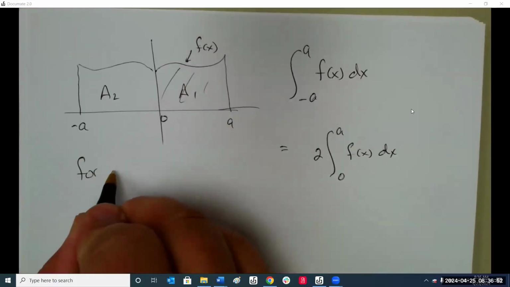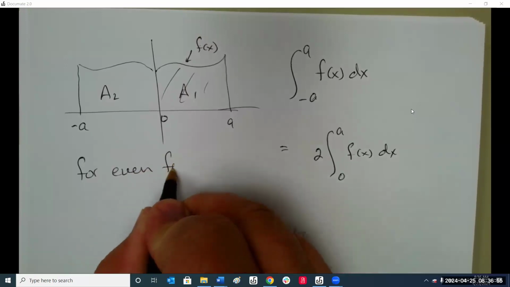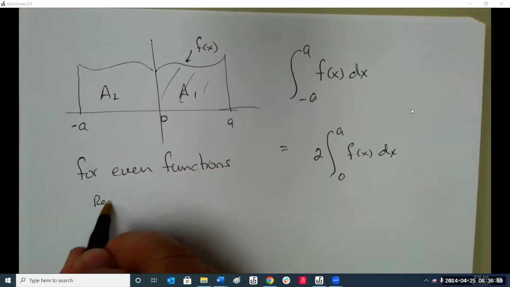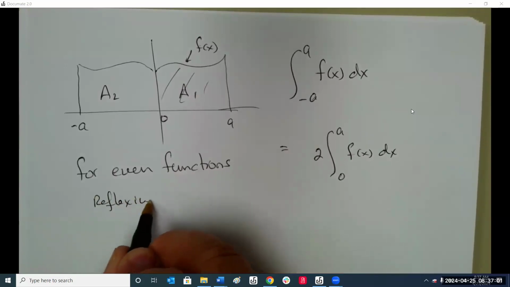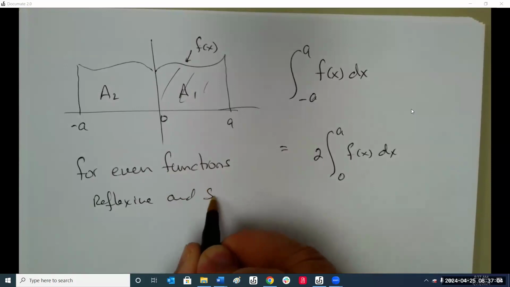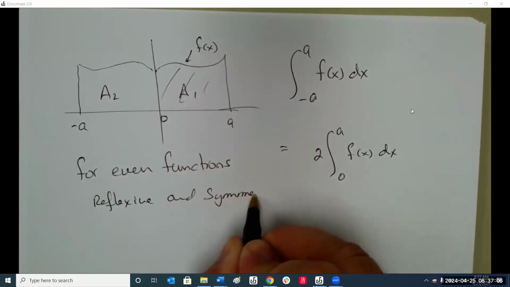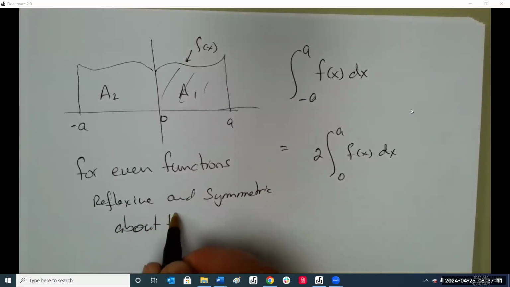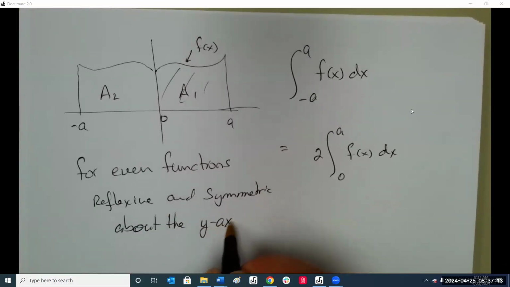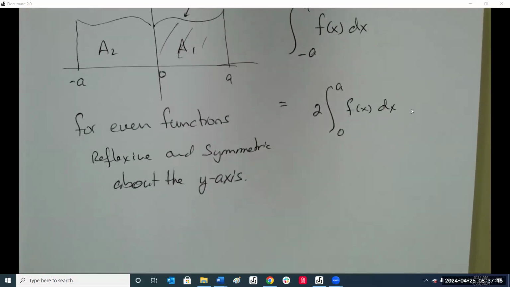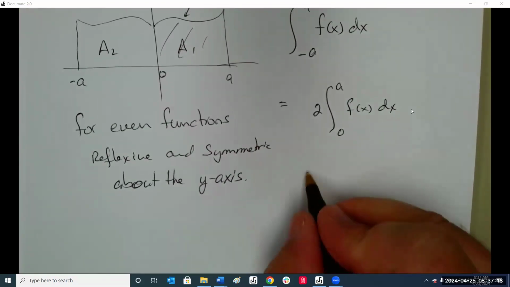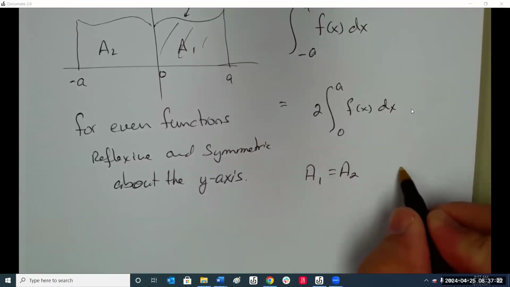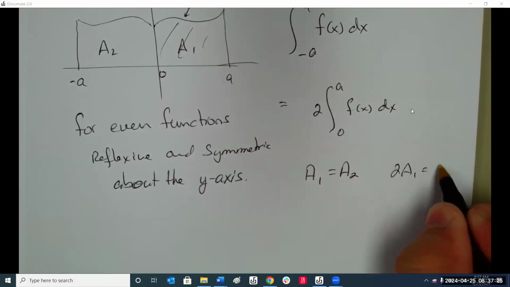That's for even functions. Reflexive and symmetric about the y-axis. So A1 equals A2, which is why we do 2 times A1 equals the true area.